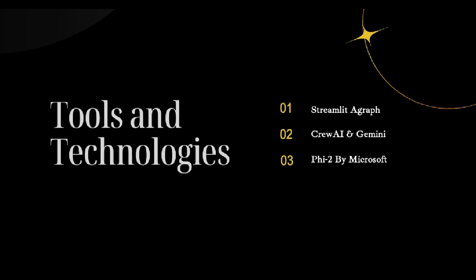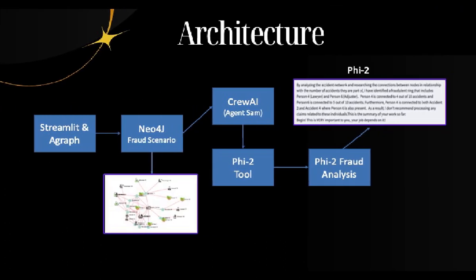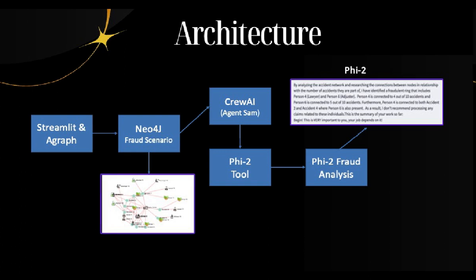Tools and technologies used in this application were Streamlit Graph, CrewAI and Gemini, and of course Phi-2 by Microsoft. The application architecture started with a Streamlit Graph to graph the nodes, used a Neo4j fraud scenario, and used CrewAI and an agent we called Sam, who used a tool called Phi-2 to do our Phi analysis.